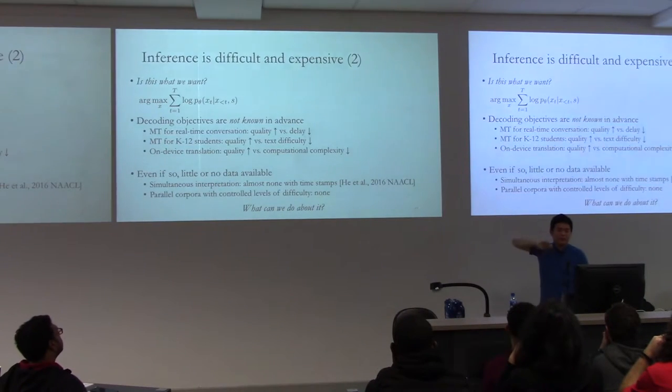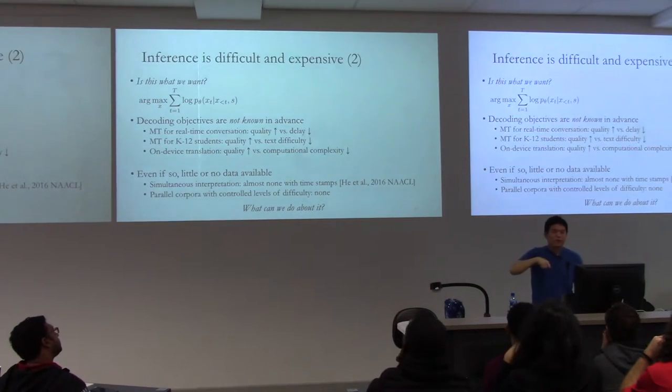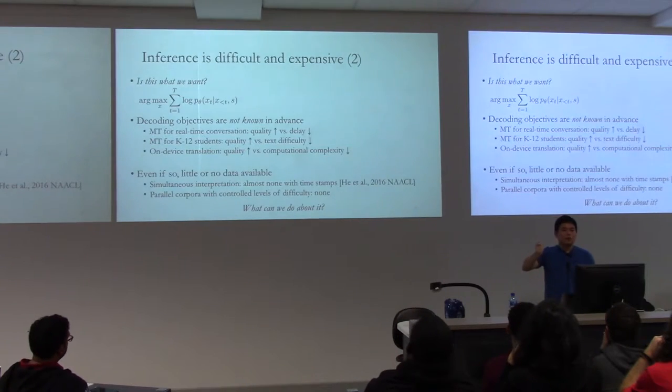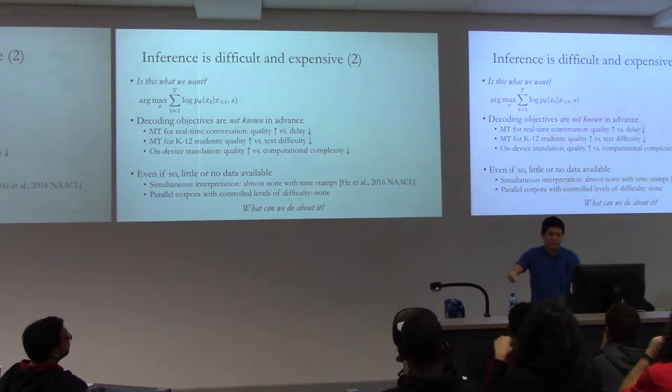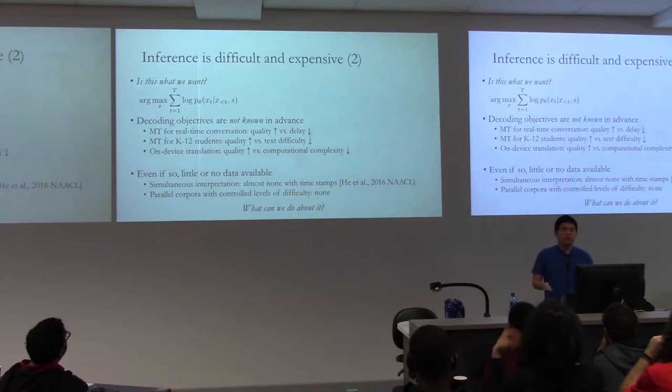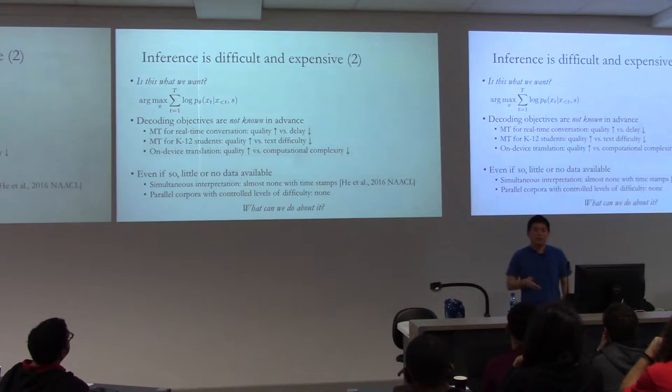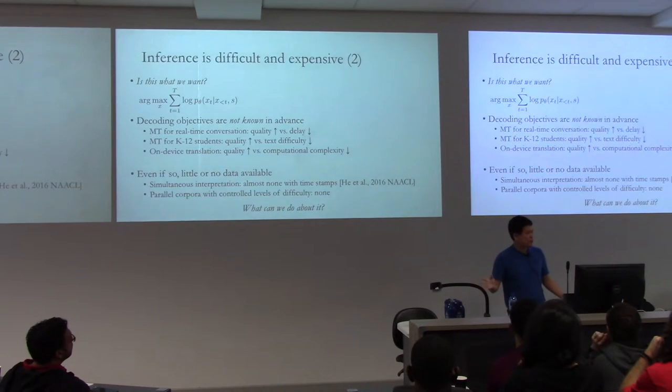So let's say I want to build a machine translation system for real-time conversation. I want to maximize the quality, but also minimize the delay. If I want to build a machine translation system for K-12 students, let's say primary school, middle school, high school students, I probably want to maximize quality, but also minimize the difficulty. For instance, I probably want to use only the common components, right?